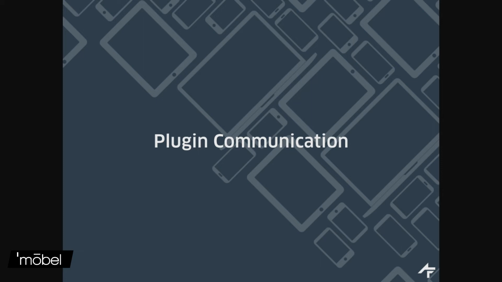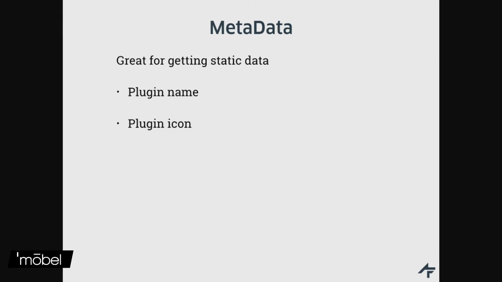So now our app found our plugins. How are we gonna communicate with those plugins? Well, at first there's the metadata I talked about. So it's great for getting static data like the plugin name, the plugin icon maybe, or the API level. You can define custom metadata in those services. Quickly gonna show you.